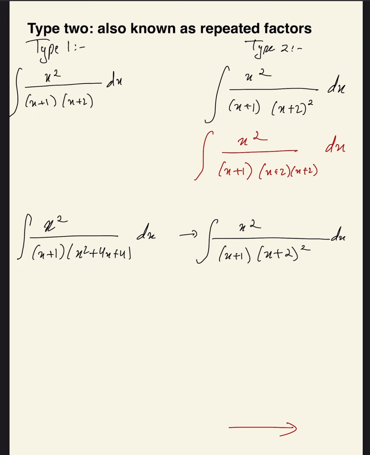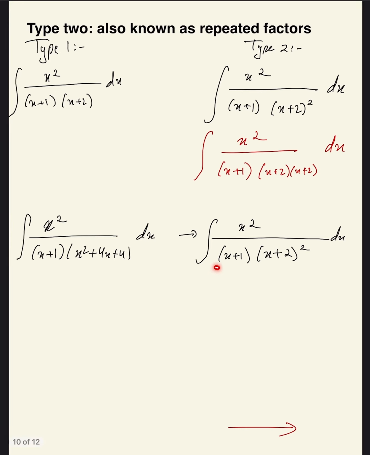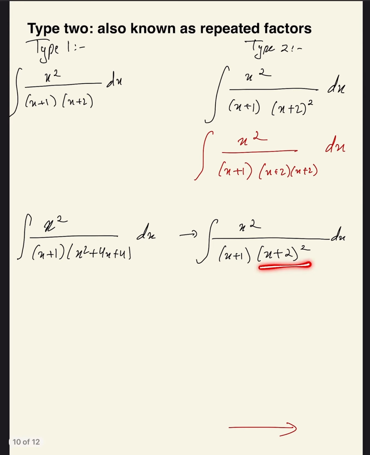Here you have one factor and you have another factor. This can be factorized more, which will give us x plus 1 times x plus 2 whole squared. Now comes the important part. This is pretty similar to type 1, but there's one more change. It's pretty easy. So we have A, B, and C.